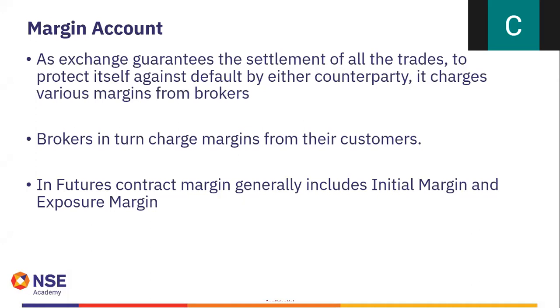Okay. So as the exchange guarantees the settlement of all trades, to protect the system and itself against default, it charges various margins from the brokers. So obviously, whenever you take a derivative contract, you will be supposed to pay many margins. They are called extreme loss margin, initial margin, SPAN margin, etc. Brokers in turn charge margins from their customers, obviously. Whatever margins are levied by the exchange, brokers will not bear it. They will collect from the investors. So in a futures contract, margin generally includes initial margin and exposure margin. So these two margins are involved.